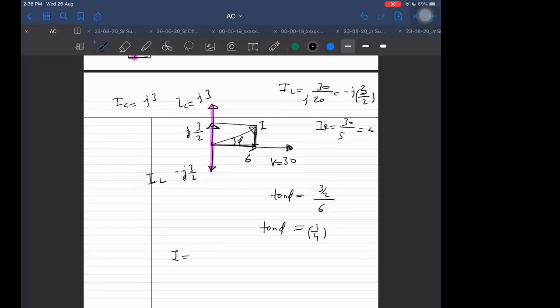I already took phi, so take it as some other angle, maybe alpha. Take it alpha. This is the phase now, alpha. So what do we get as the phase now? We are getting tan inverse 1 by 4.